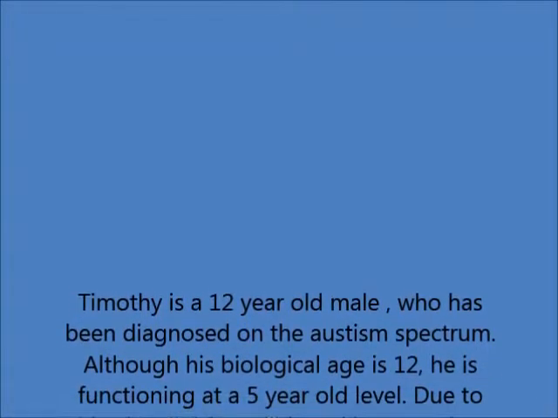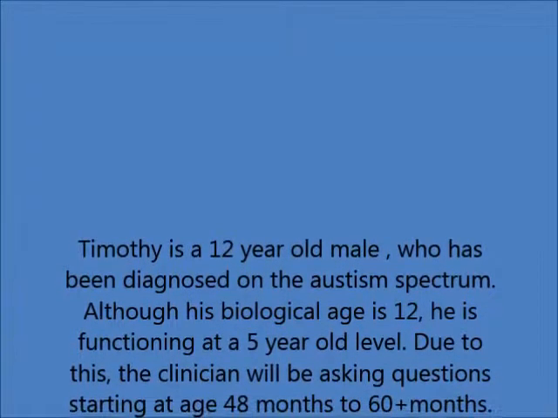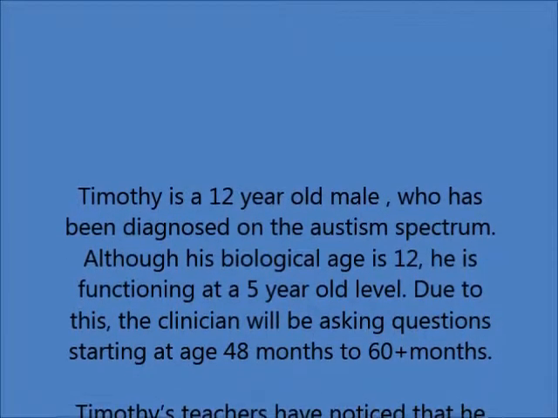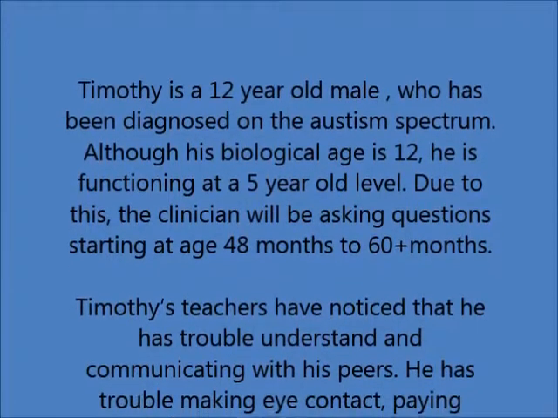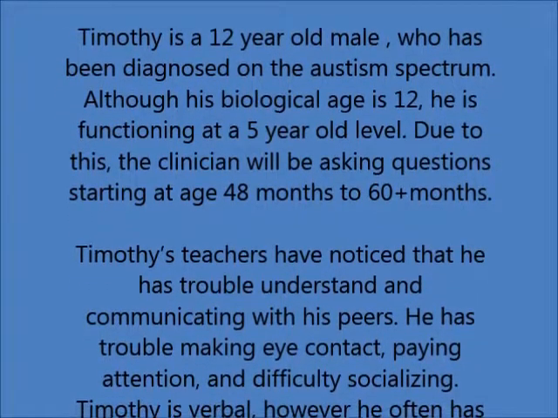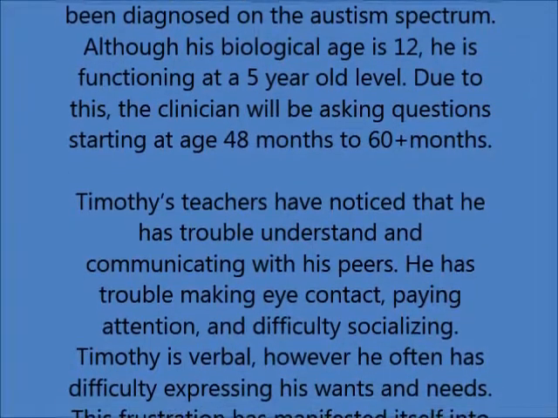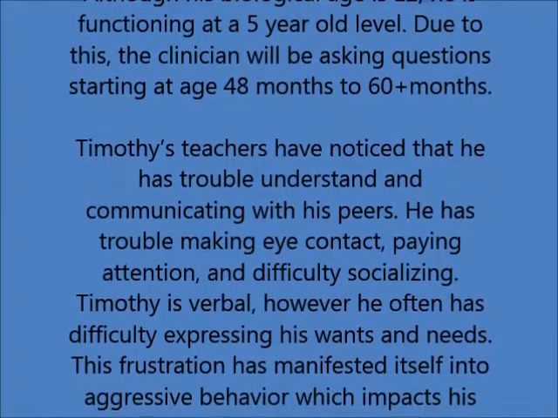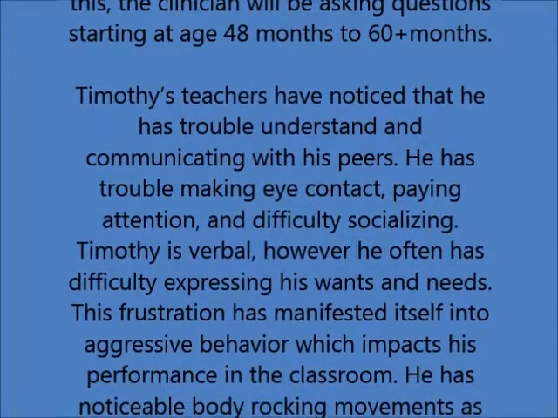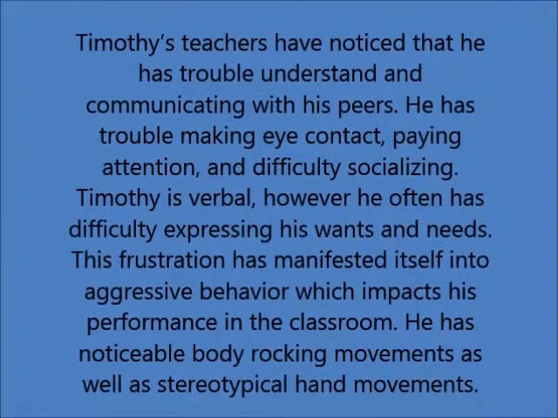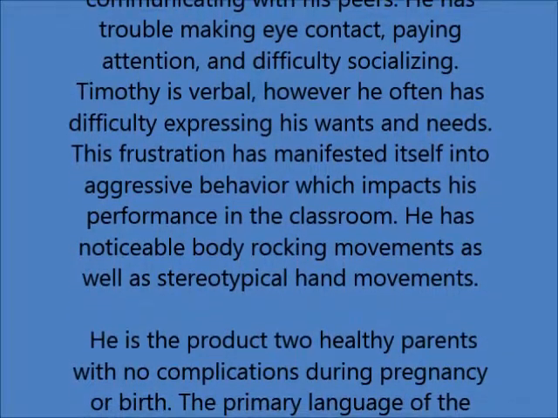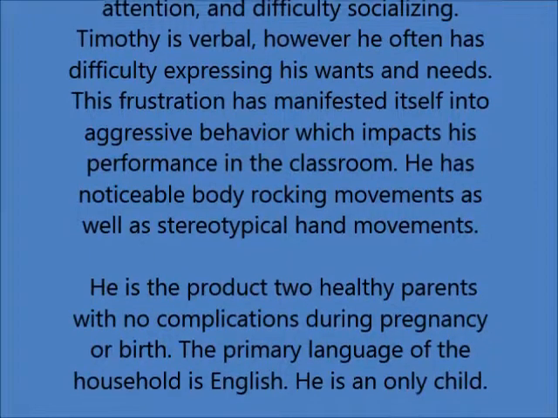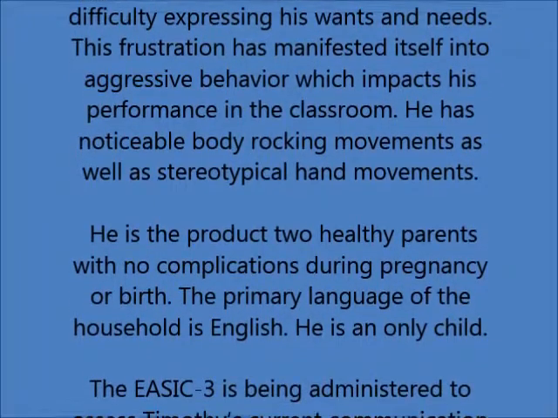Timothy is a 12-year-old male who has been diagnosed on the autism spectrum. Although his biological age is 12, he is functioning at a 5-year-old level. Due to this, the clinician will be asking questions starting at age 48 months to 60-plus months. Timothy's teachers have noticed that he has trouble understanding and communicating with his peers. He has trouble making eye contact, paying attention, and difficulty socializing. Timothy is verbal, however, he often has difficulty expressing his wants and needs. This frustration has manifested itself into aggressive behavior, which impacts his performance in the classroom.